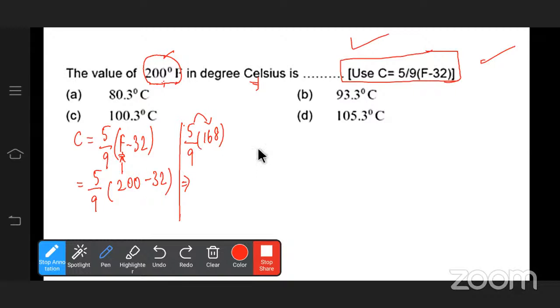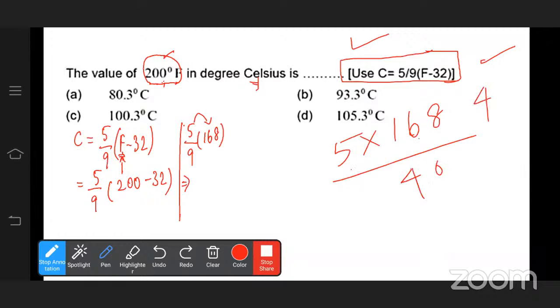840, ma'am. 840. Very good. So how is it 5 into 168? You all know multiplication, right? 5 eights are 40, balance 4. 5 sixes are 30, plus 4 is 34, balance 3. 5 ones are 5, plus 3 is 8. So 840. I'm going to put 840 here.